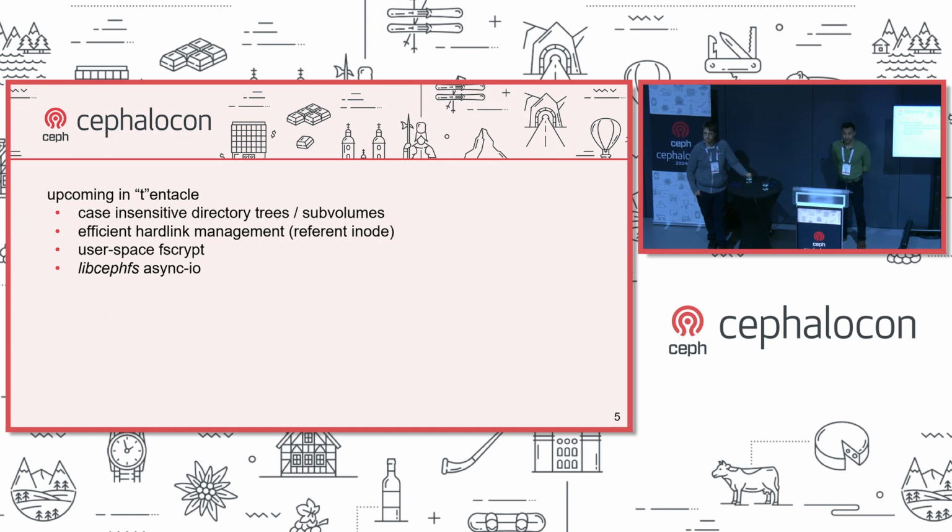So with the efficient hard link management, the plan is to get link of global snap runs, and we'll talk about this a bit into detail of how we are doing this. But that's another marquee feature that you should be looking out for. And finally, the user space FS-script stuff.